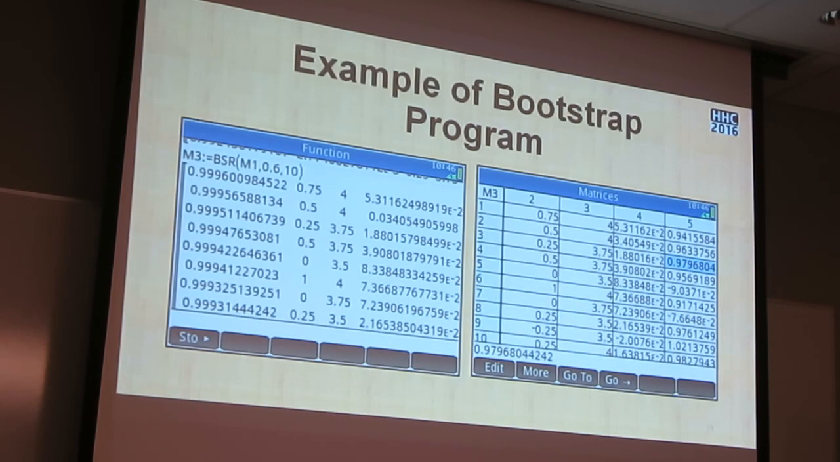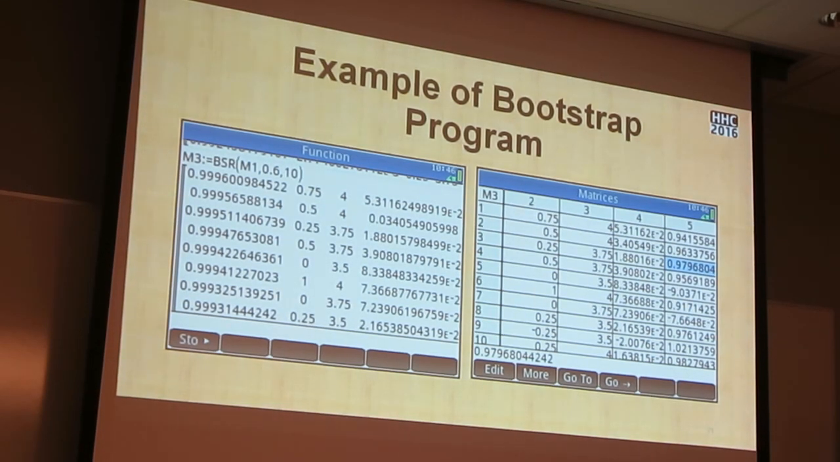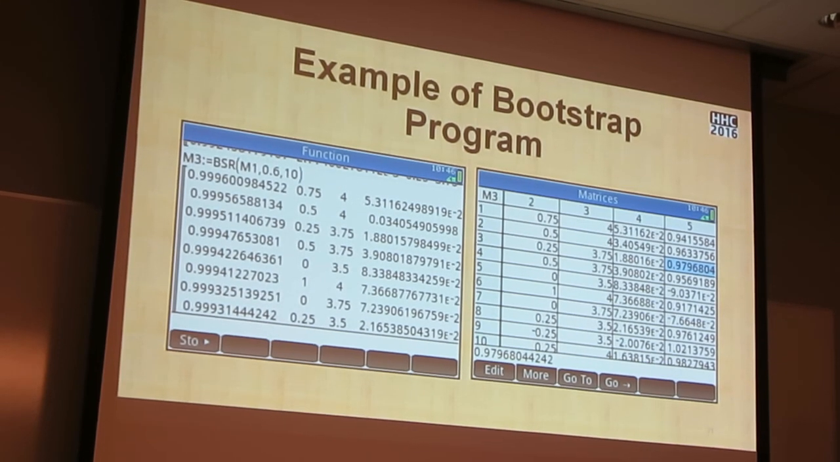And here's a sample run. I call BSR with M1. I'm using 60% of my data per simulation, and I'm doing 10 simulations. So it picks a random set of 60 elements, 60% of the data, and does the regression, gets the averages, and these are the average values, R squared. These are the transformation coefficients, and then the average slopes and average intercepts.